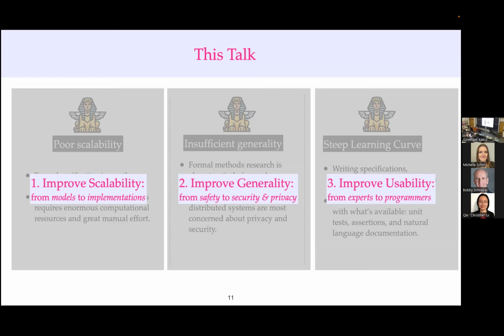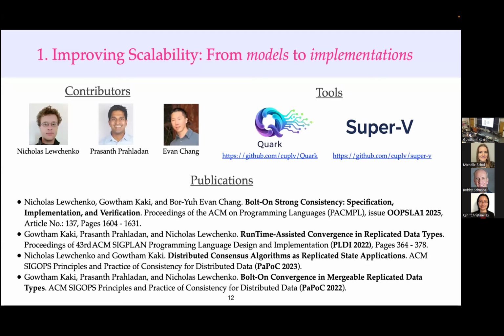Okay, I'll move on. So the first part I'm going to cover is the research that we have been doing on improving the scalability of formal verification, especially focused on distributed systems, right? So how do you go from verifying models of distributed systems to actual implementations? So Nick is the primary contributor who's driving this research. Prashant has contributed, and I've been collaborating with Evan on this. So I'm going to focus on a couple of papers in this area. The tools that have resulted from this work are available publicly. They are open sourced. So I'm going to talk about them in a while, right?